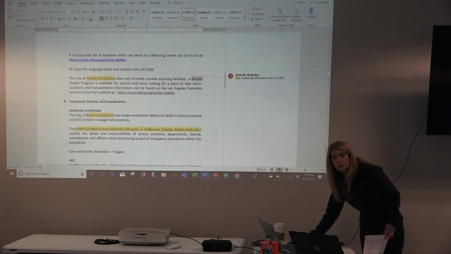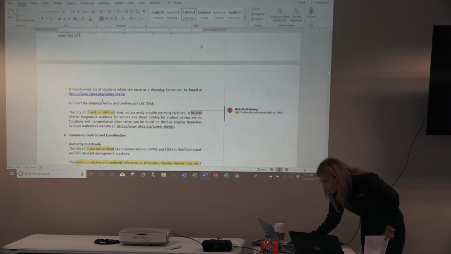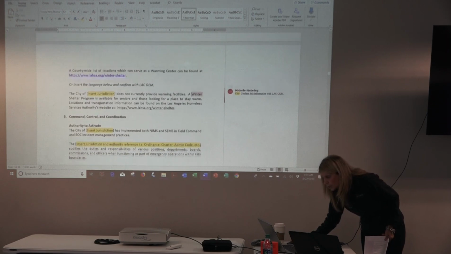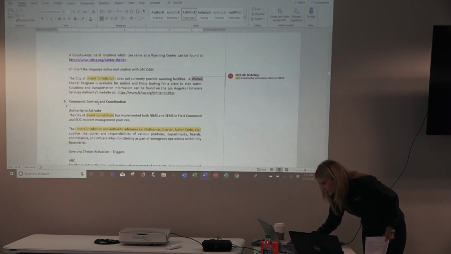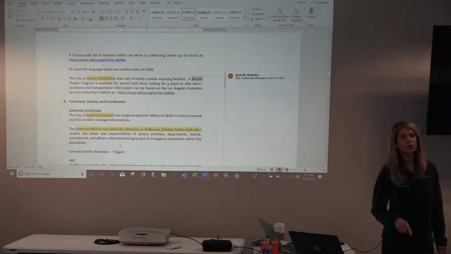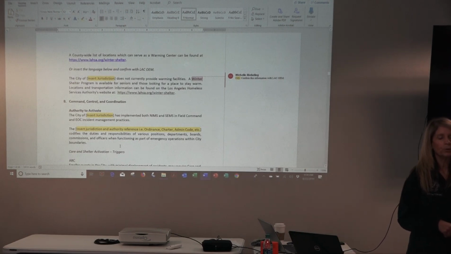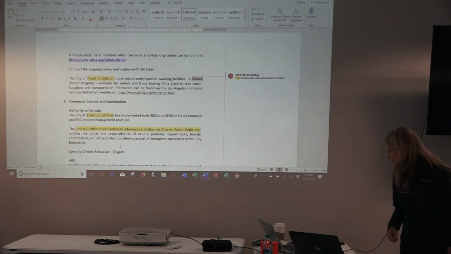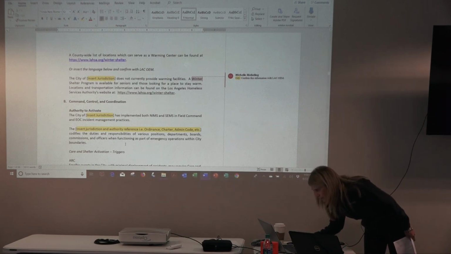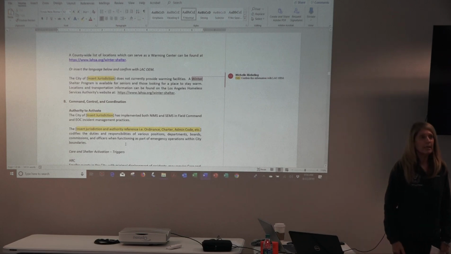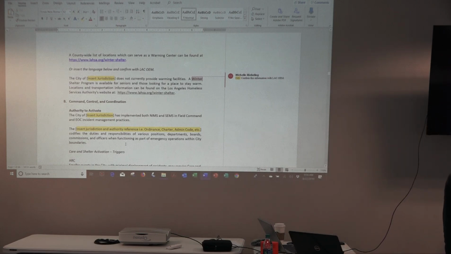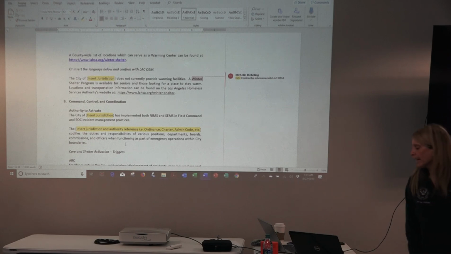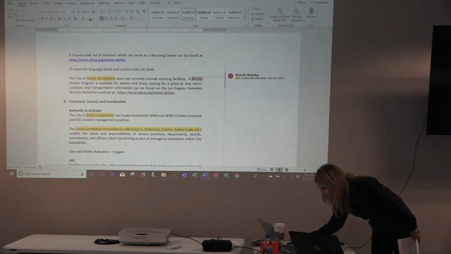Now, again, just like the cooling center, if you don't have that program, we've actually provided language on that. The city does not currently provide warming facilities, but there is a winter shelter program that's available through the Los Angeles Homeless Services Authority. Thanks, Mike. And that program is up and running all the time. So if you don't have that warming center program, I've actually given you the OR language you can use. And you keep that LAHSA website in there.